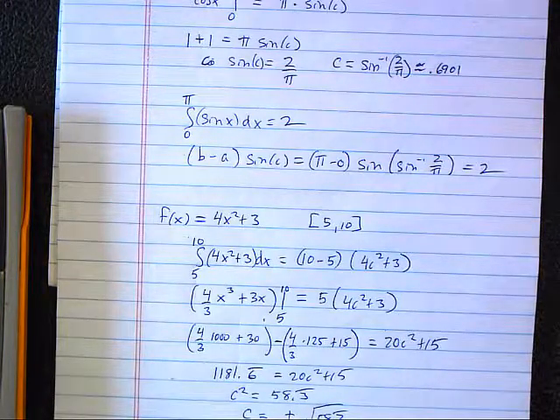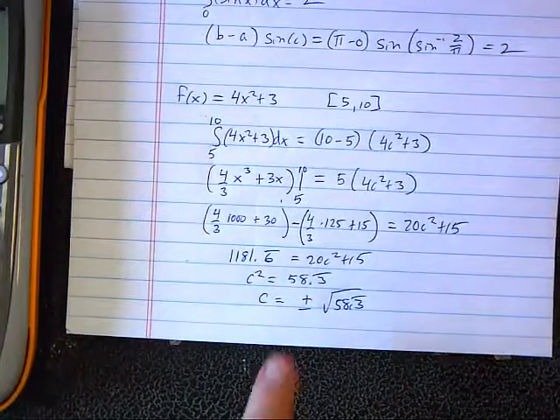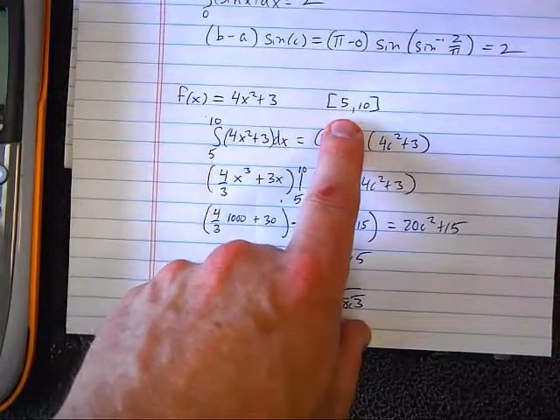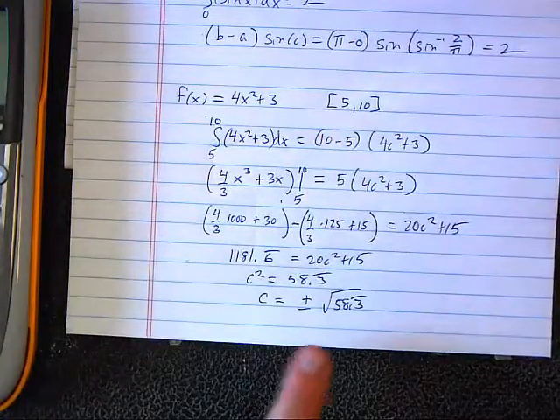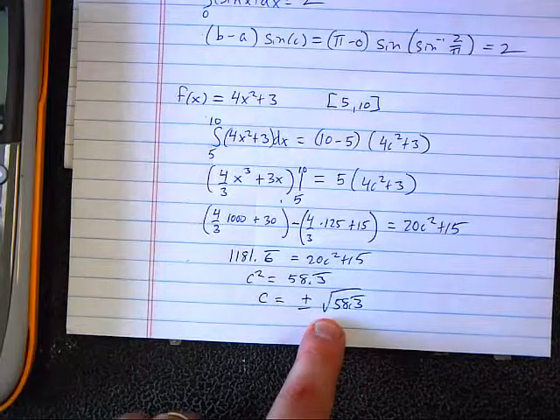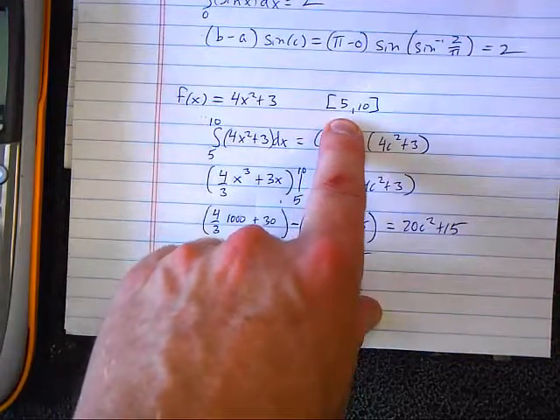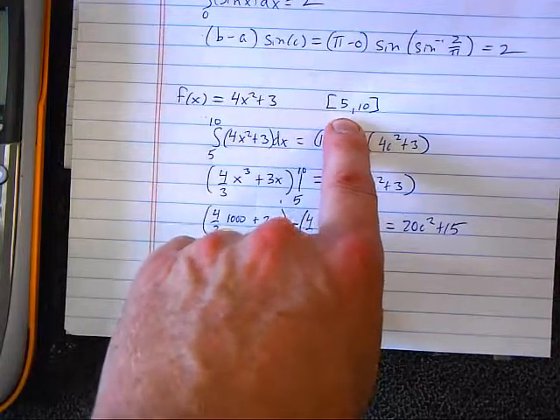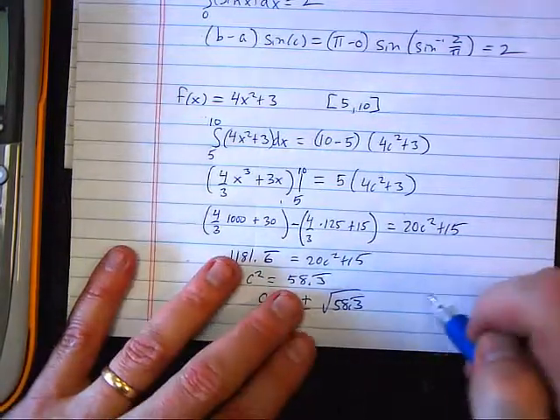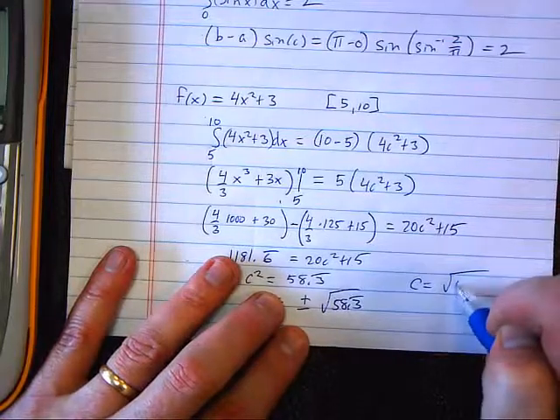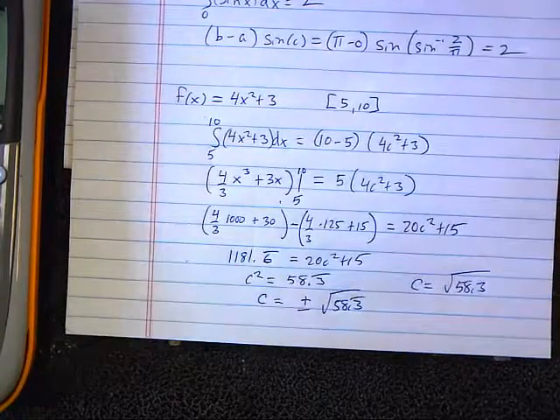But I wrote plus and minus, but that's not correct. Why not? Only one of them's in the interval. And this can happen. Sometimes you get multiple answers. In this case, we get multiple answers. Only one of them is in the interval 5 to 10. It's also possible that you might get multiple answers, and both of them would fall within the interval. Would that be okay? Yeah, the theorem says there has to be one. There could be more than one. So for this case, our answer would be c is the square root of 58.3, which is about 7.6.